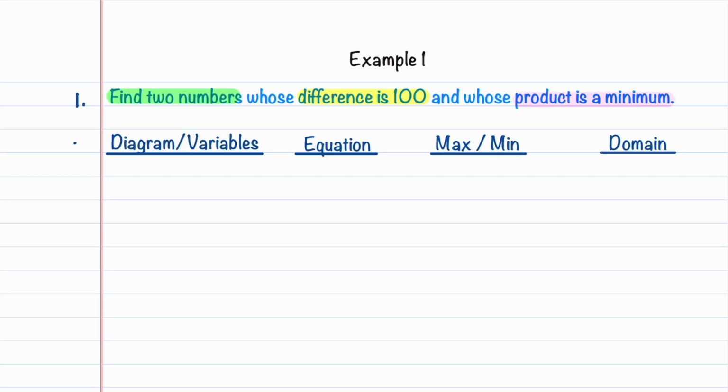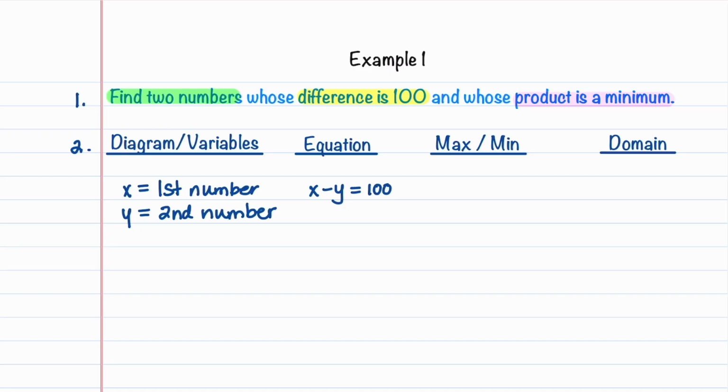The second step is to fill in all 4 of these categories using the information from our problem. Since we need to find 2 numbers, let's let x be our first number. And then let's let y be our second number. Now let's think about the equation that relates these 2 numbers. Our problem tells us that the difference between these 2 numbers is 100. So we can write down that x minus y is equal to 100.